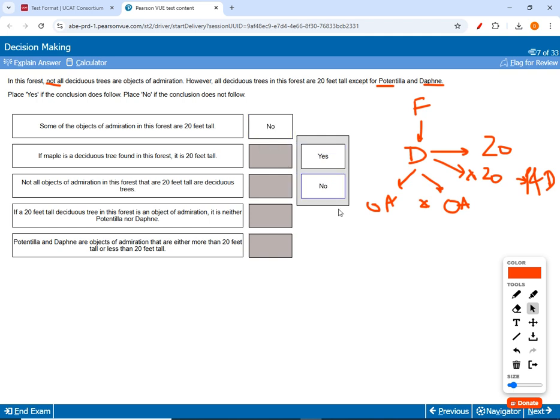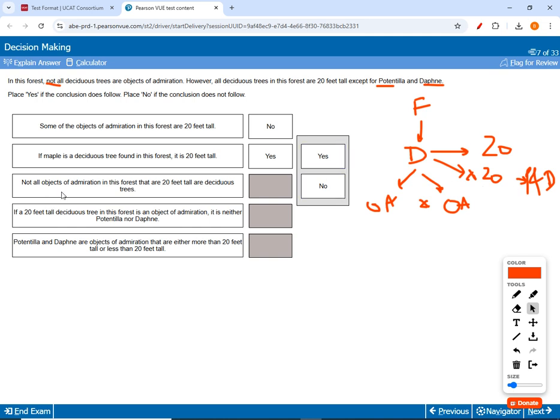So some objects are 20 feet tall. No, I can't go back, so I don't know whether they are 20 or not 20. If maple is a D, it is 20. 100% yes. All of them are 20. Who is not 20? P and D. All right. Agreed. Maple is a D found in the forest. It will be 20. Only one or two of them are not 20: P and D. Right. Ready.